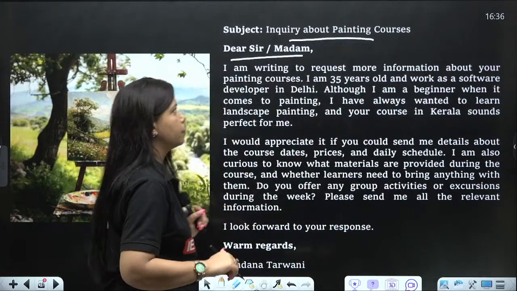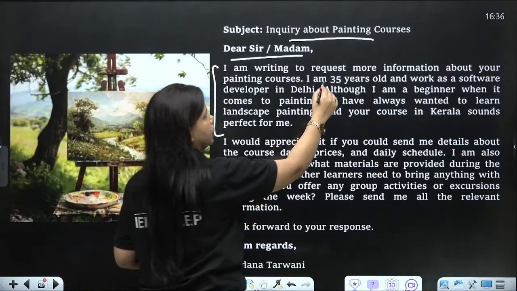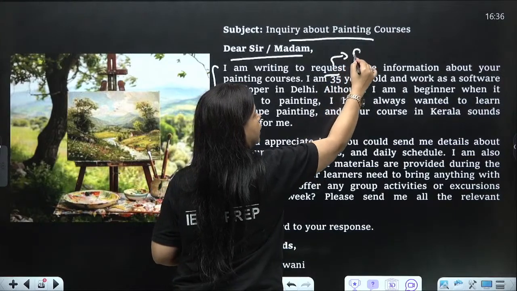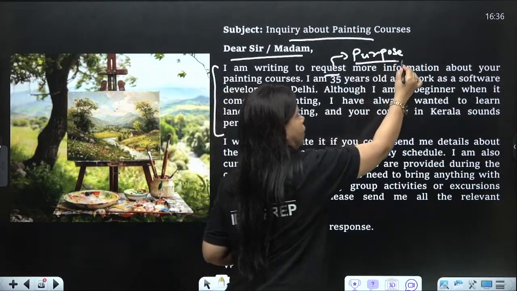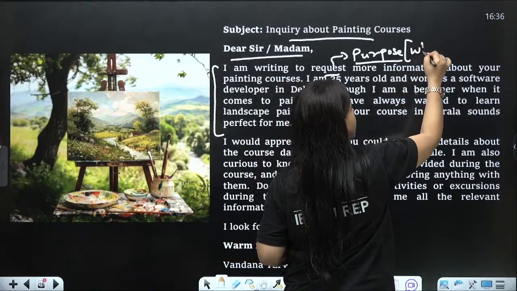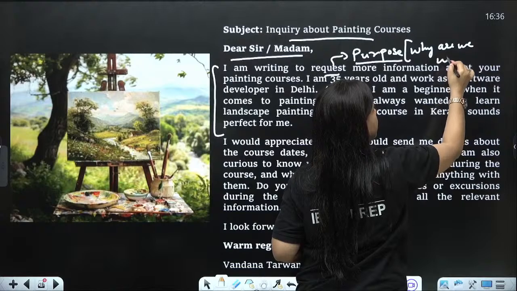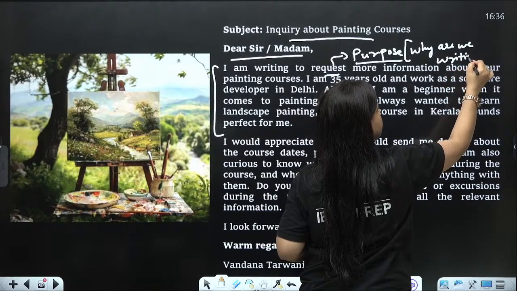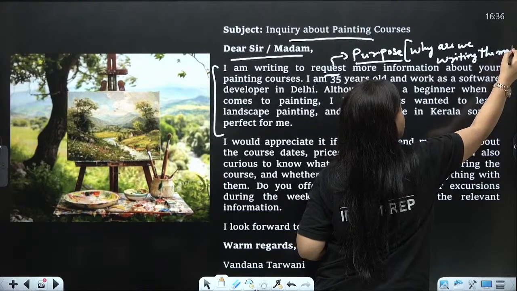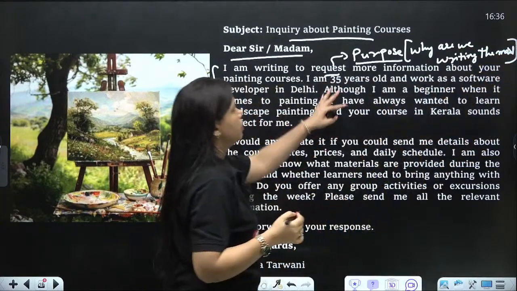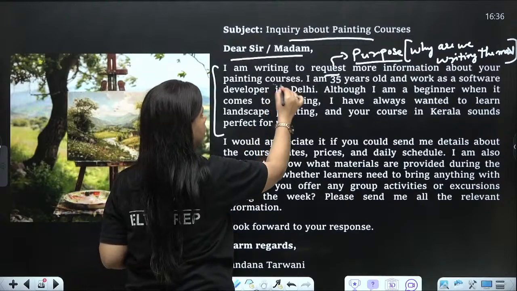Now look at the first paragraph. I'm saying I am writing to request more information. This is our purpose. We tell the receiver why we are writing the email. Why are we writing? State the purpose. Okay, so that's what I'm telling. I'm writing to request more information about your painting courses.